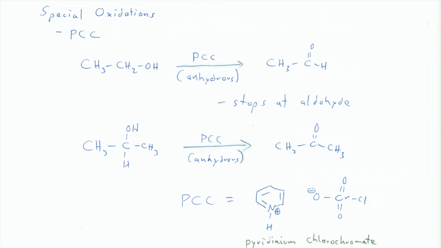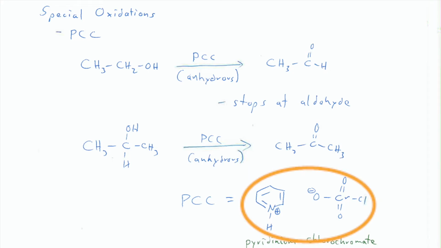All right, so we're going to look at a few special oxidations, some of them related to the Jones oxidation that we just saw. The first one we're going to look at is another oxidation using chromium, using a special reagent called PCC, which stands for pyridinium chlorochromate, and I show the structure here.